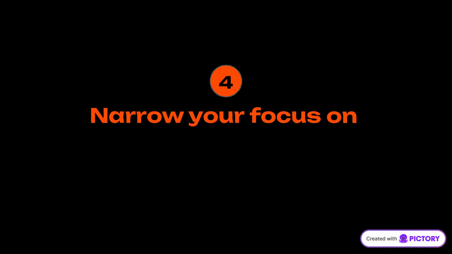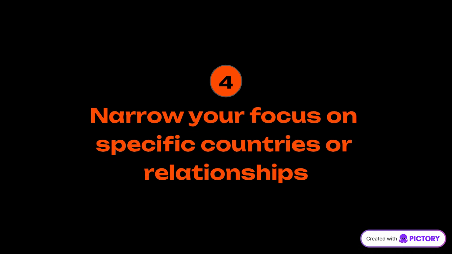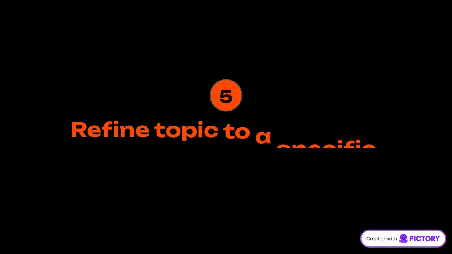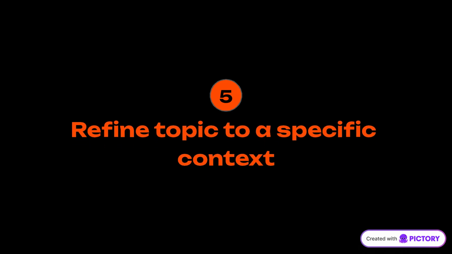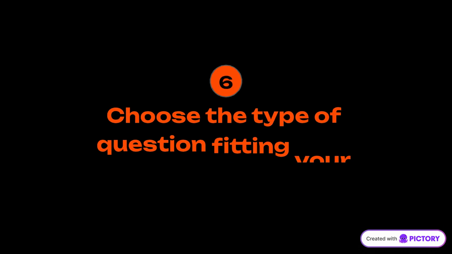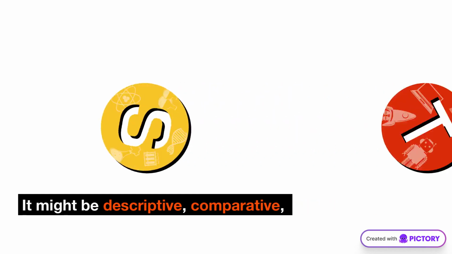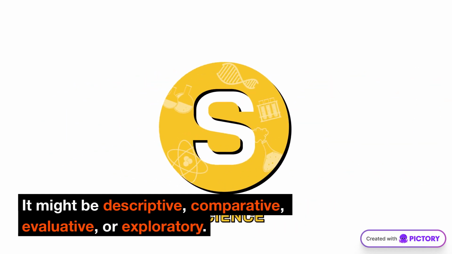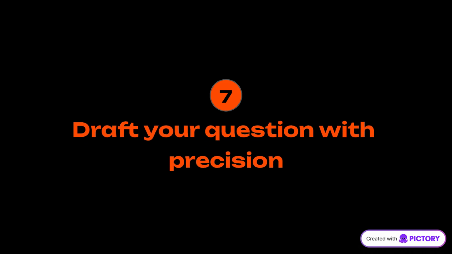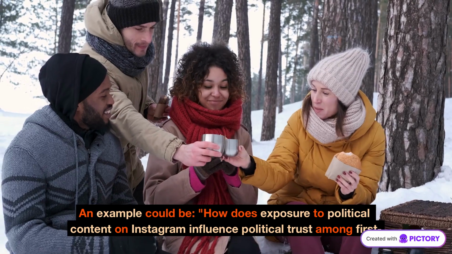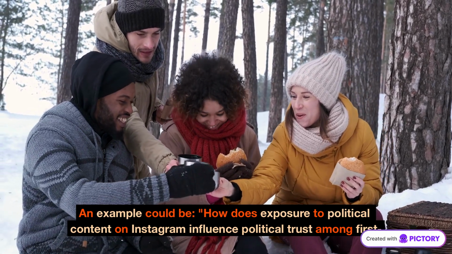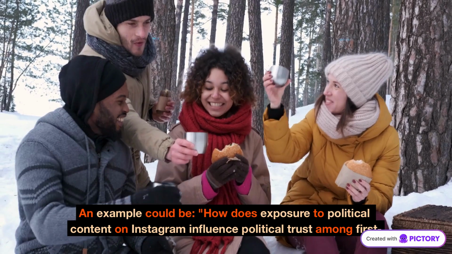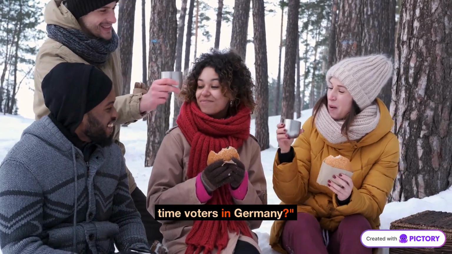Next, narrow your focus on specific countries or relationships. Refine social media and politics to political content on Instagram among first-time voters in Germany. Choose the type of question fitting your purpose. It might be descriptive, comparative, evaluative, or exploratory. Draft your question with precision. An example could be, "How does exposure to political content on Instagram influence political trust among first-time voters in Germany?"